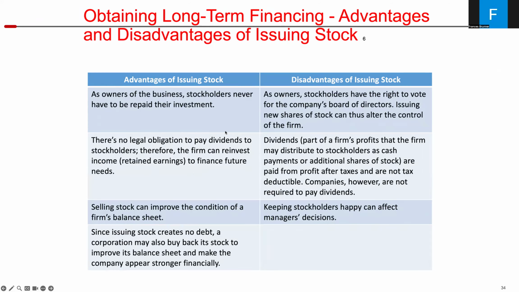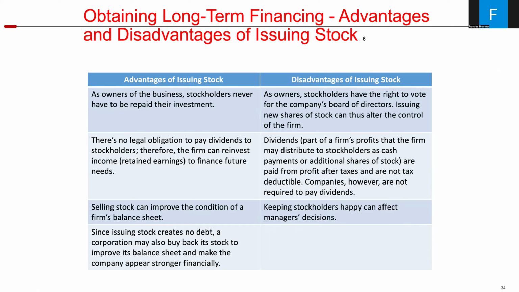This talks about some of the advantages and disadvantages of issuing stock. One advantage is stock is being purchased, but it doesn't have to be repaid. There's also no obligation to pay dividends to stockholders. This is based on the performance of the company and at the discretion of the company. The additional profit could be used to reinvest in the business as opposed to paying stockholders an extra dividend. Those are not tax deductible.